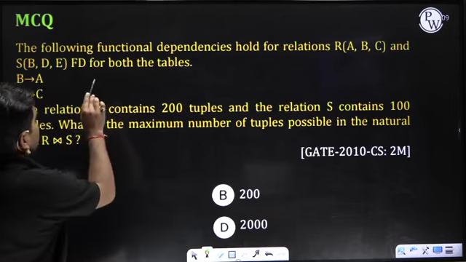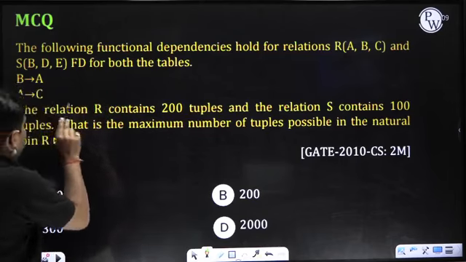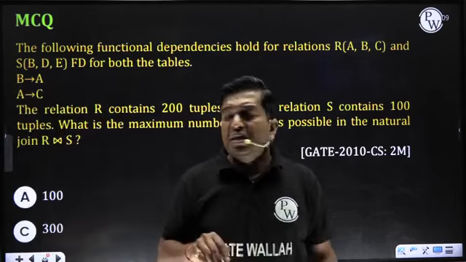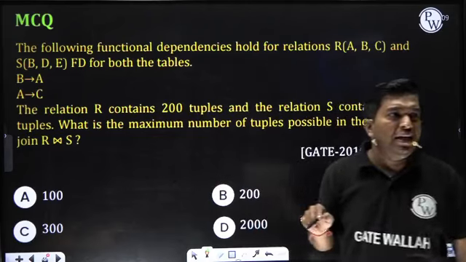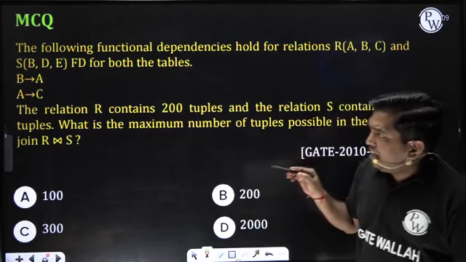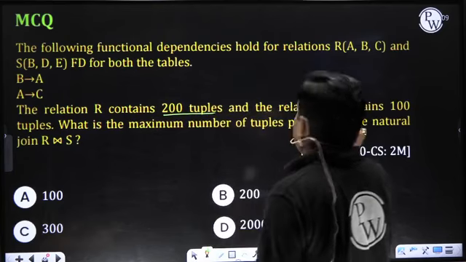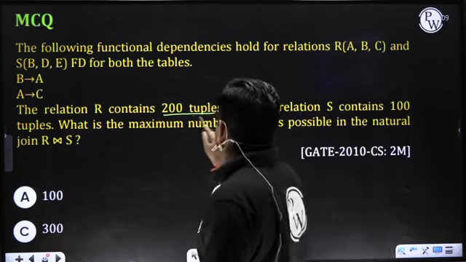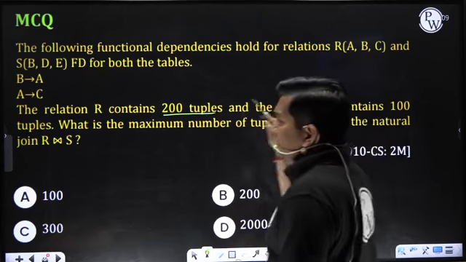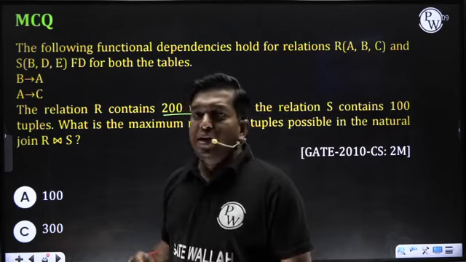In this question, it is mentioned that the following FDs hold for relations R(ABC) and S(BDE). The FDs for both tables are: B determines A, and A determines C. The relation R contains 200 tuples and relation S contains 100 tuples. Then what is the maximum number of tuples possible in the natural join?